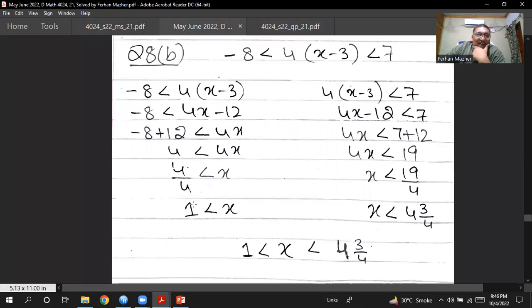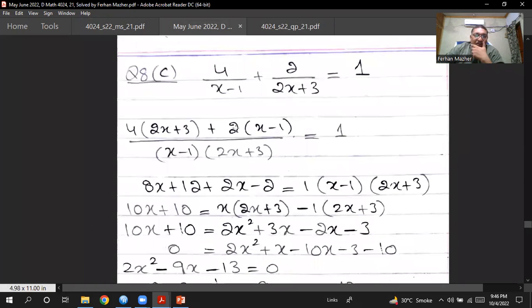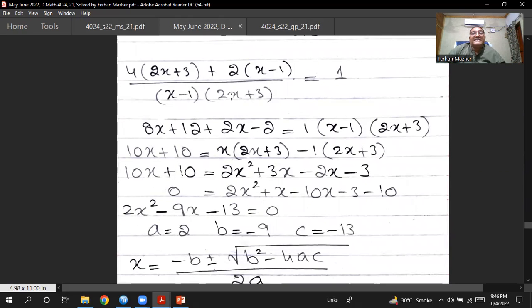Okay, so let me show you. First of all, I will take the LCM. Both these denominators will come here. So here I will have 4(2x + 3) + 2(x - 1), divided by that LCM of both of those denominators, equals 1. I will multiply these two brackets with the 1 on the other side. When you open these two, it will be 8x + 12 + 2x - 2 equals 1. In one bracket you have x - 1, and in the other bracket you have 2x + 3.